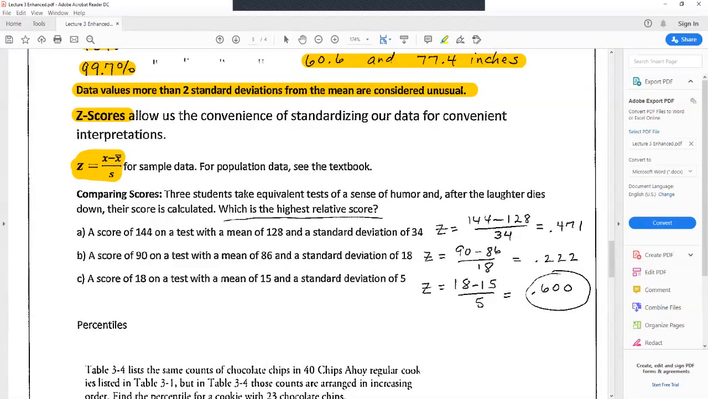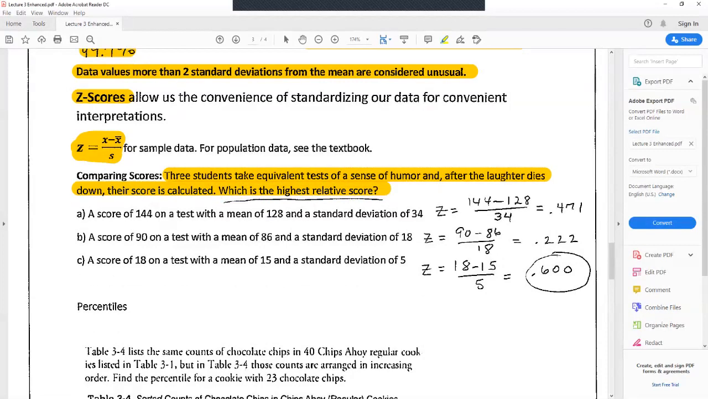For example, suppose you have 3 students taking a test on a sense of humor, whatever that means, and then after the laughter dies down, the score is calculated. So think about, I guess, maybe 3 comedians coming out on stage and telling jokes, and people record how long the audience laughs, and they get a score. So the first person scores a 144. That would be his data value, and the average for those who are competing in his group is 128.